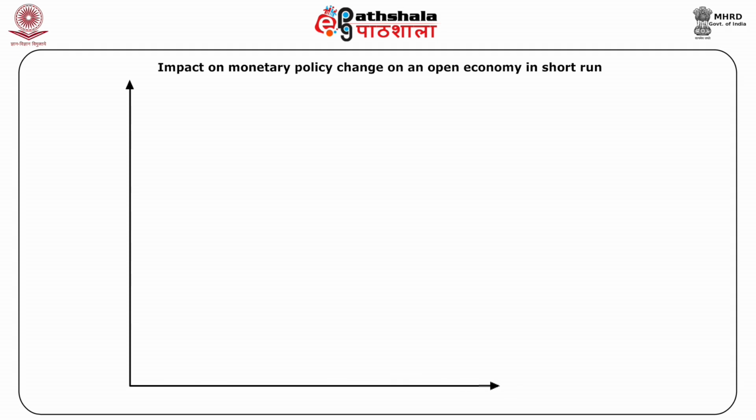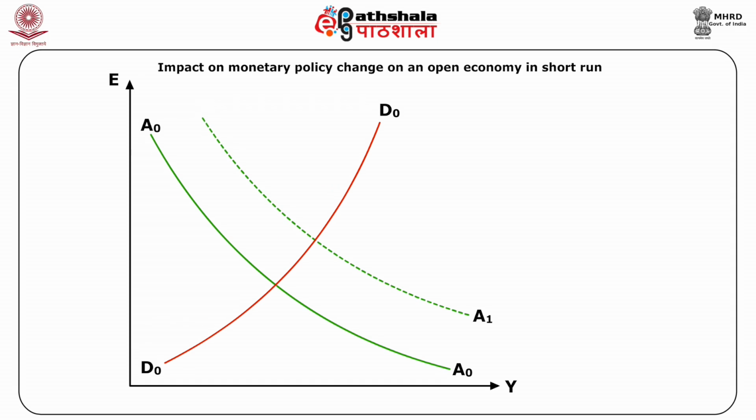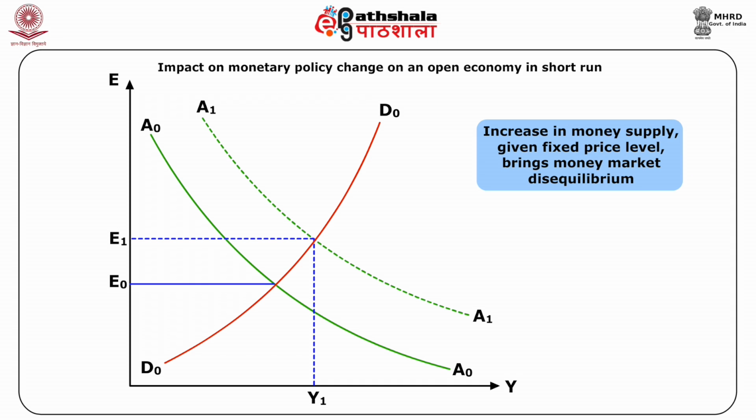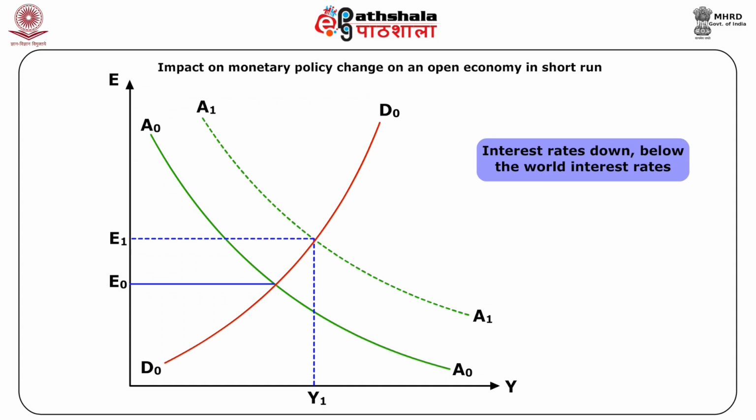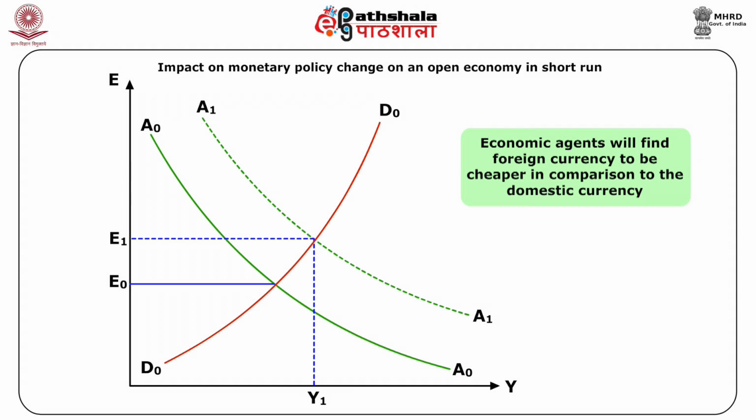The figure shows the analysis. An increase in money supply will shift the AA curve to the right from A0A0 to A1A1. Aggregate output increases to Y1 and the exchange rate will depreciate from E0 to E1. Economically, an increase in money supply, given the fixed price level, brings money market disequilibrium. Individuals have more money. This pushes the interest rates down, below the world interest rates. Economic agents will find foreign currency to be cheaper in comparison to the domestic currency.